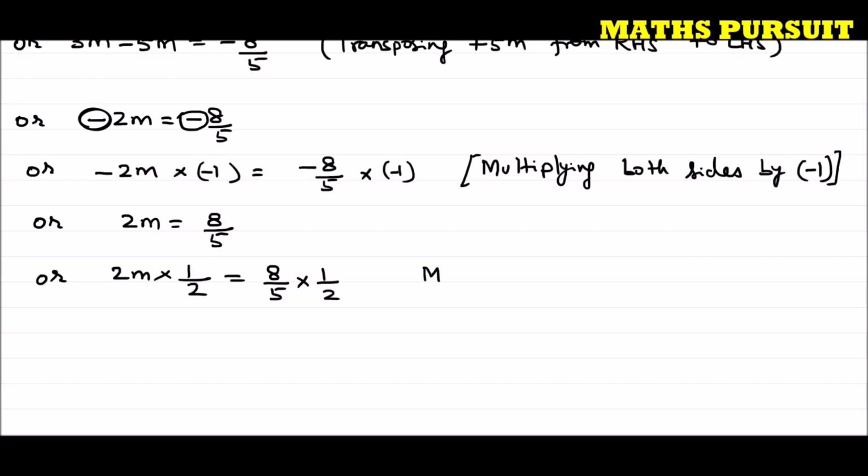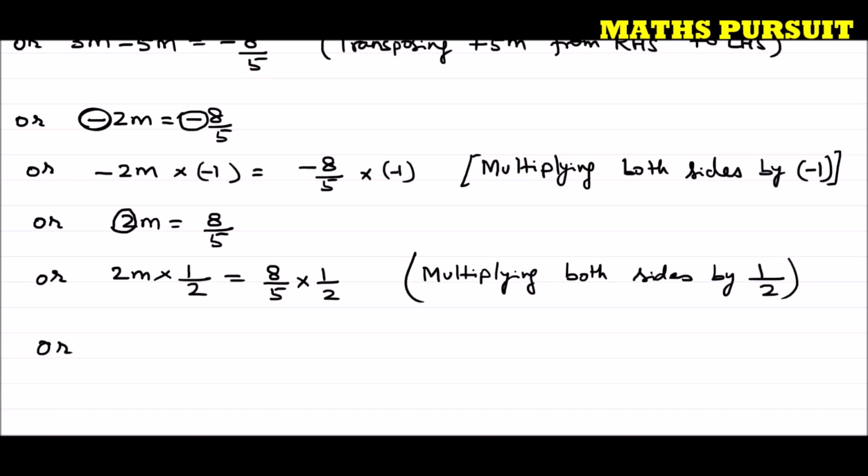What am I doing here? Multiplying both sides by 1 upon 2. Why am I multiplying? In order to eliminate this 2 from 2m, I need to multiply by 1 upon 2, or I need to divide this by 2. If I am doing something to the left side of the equation, I should also do the same thing to the right side of the equation. So for that reason, I multiplied by 1 by 2 on the left side as well as on the right side of the equation.